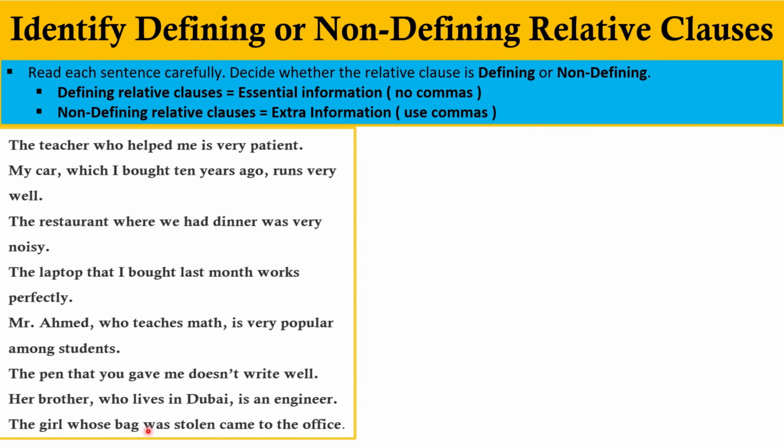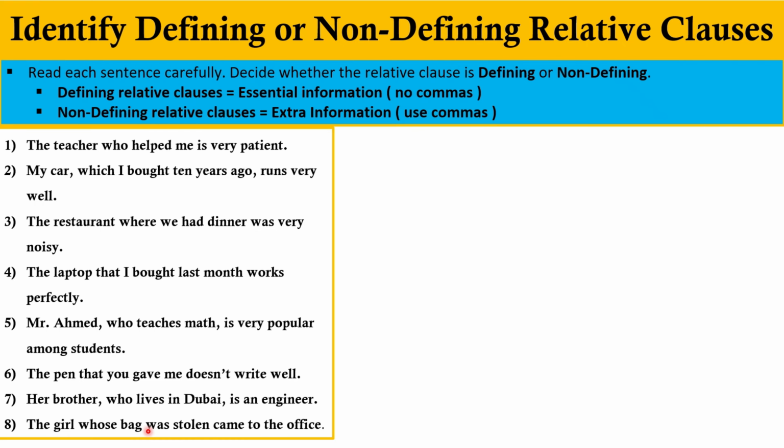Let's begin with a short practice activity. On the screen, you will see 8 sentences. Your task is to identify whether each sentence has a defining or non-defining relative clause. Remember that defining clauses give essential information and are written without commas, and non-defining clauses give extra information and are separated by commas. Read each sentence carefully and look for clues.